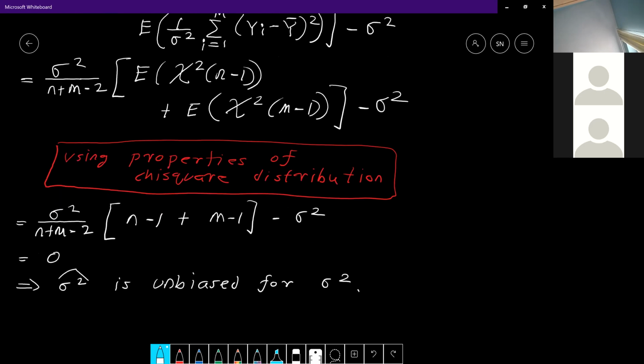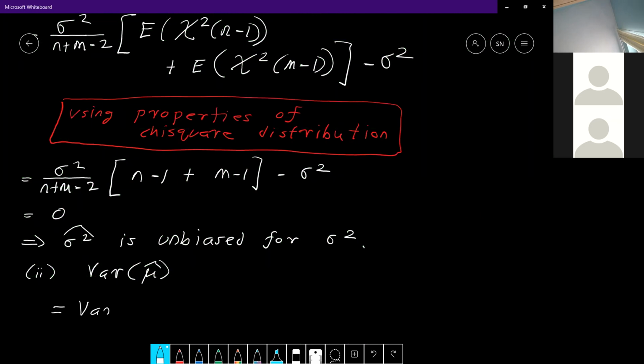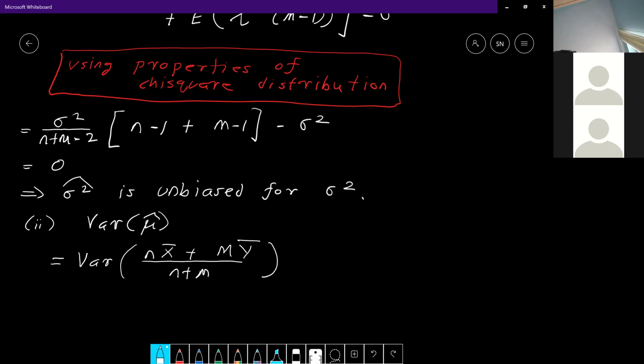The second part of question 3 is to find the variance of mu hat. Let me go back to the question. So the variance is simply the variance of (n x bar plus m y bar) divided by n plus m. Now, if you take the variance inside the brackets, you need to remember to square all the constants.